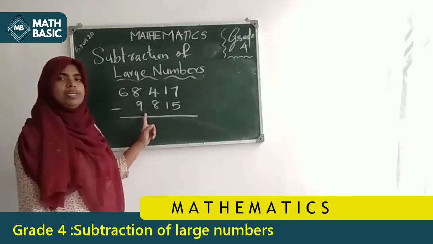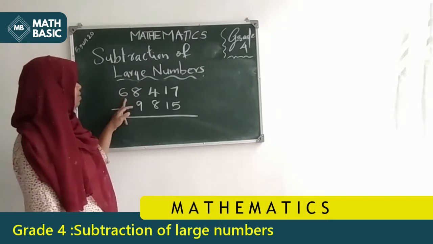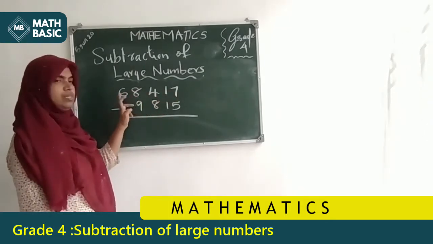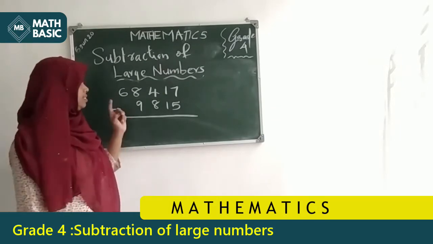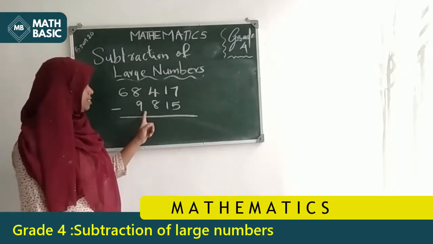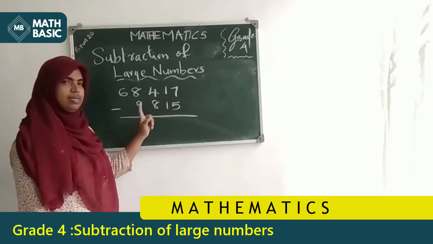The next question is, see here, the first number is a 5-digit number. The second is a 4-digit number. How can we read this number? Ones, tens, hundreds, thousands, ten thousands. That is 68,417. The second number is ones, tens, hundreds, thousands.